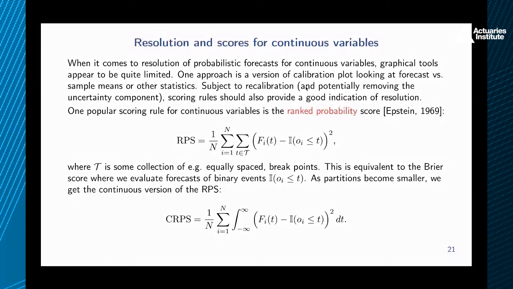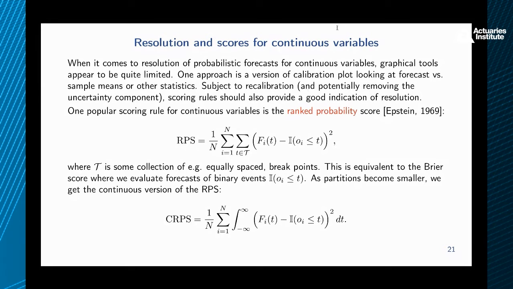So yeah, when it comes to resolution, there really doesn't seem to be too much that's very useful for working with continuous variables. However, quite an acceptable way of dealing with it is just to look at the means. So you can get a sense of the resolution if you plot forecast distribution means versus actual observed averages within those groups of predicted means. You'll get something that's very similar to the calibration plot we saw before.